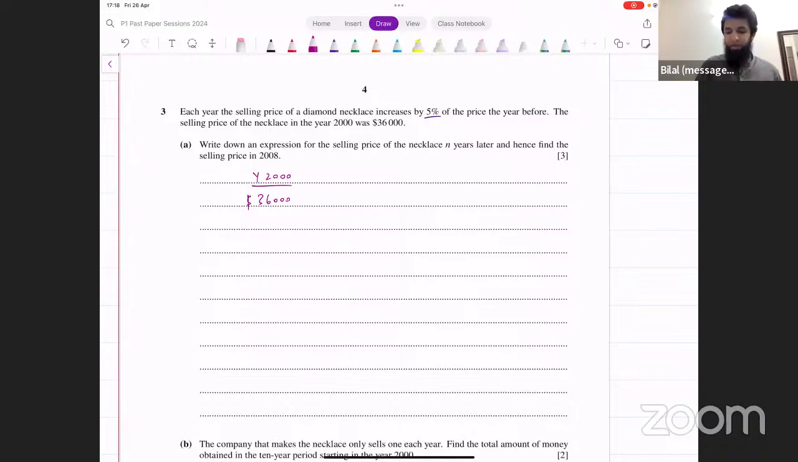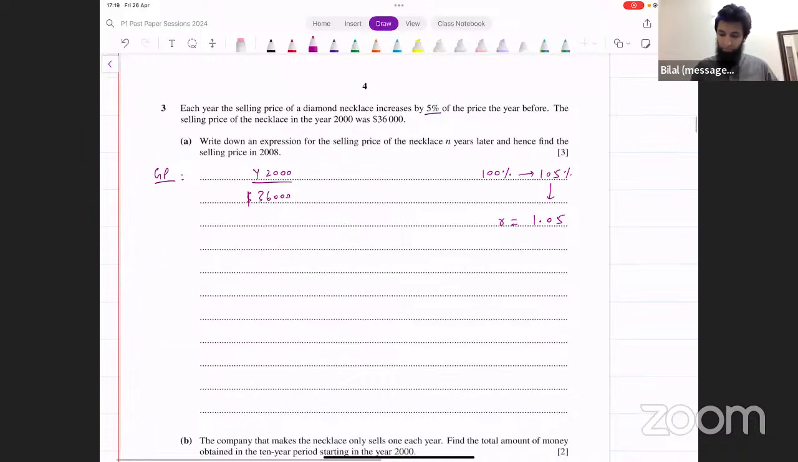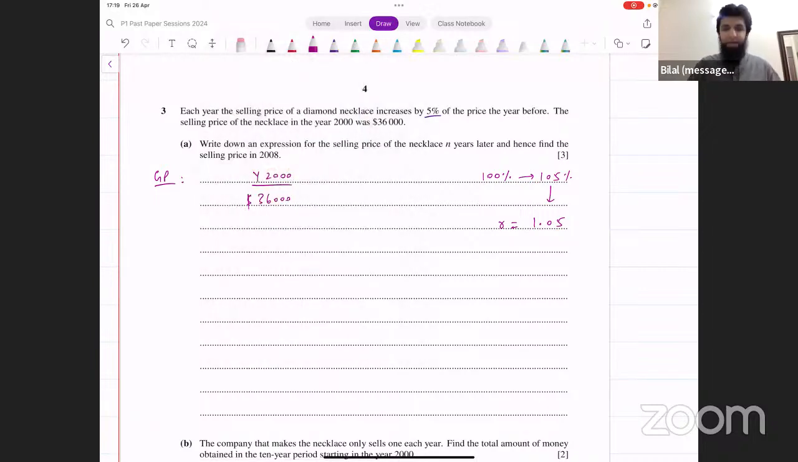And then it increases by 5%. If there's a 5% increase, what that means is, if the original value was 100%, it would increase to 105%. What is 105% in decimals? It's 1.05. That is going to be the ratio of this geometric progression. Okay, whenever you have percentage increase or decrease, that's a geometric progression in this case. Since the percentage increase is given to be 5%, this is how it increases. It increases by a ratio of 1.05 every single time.